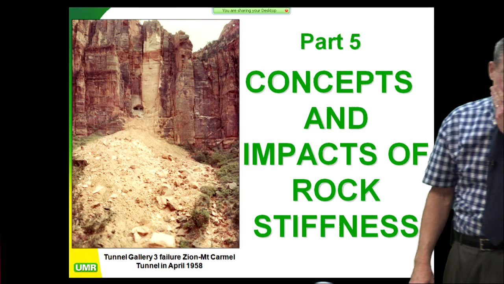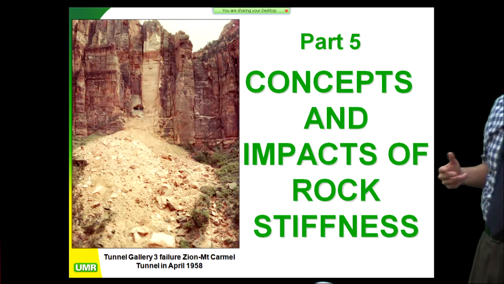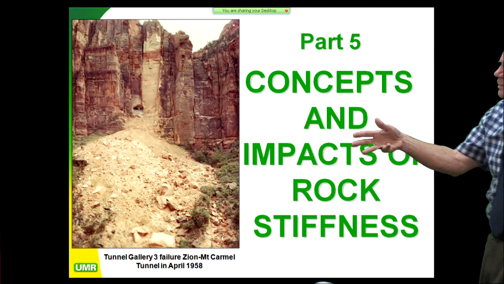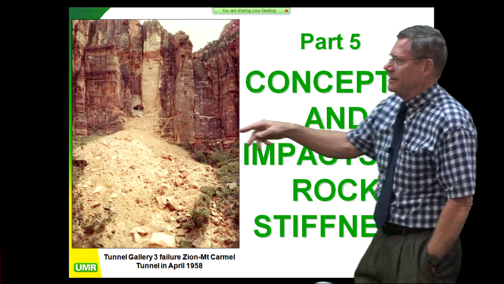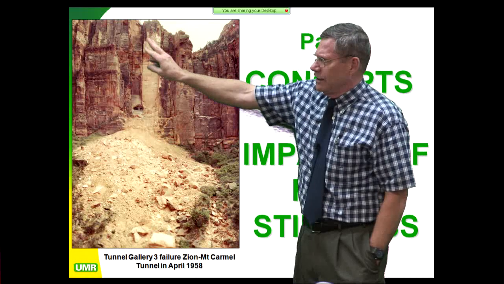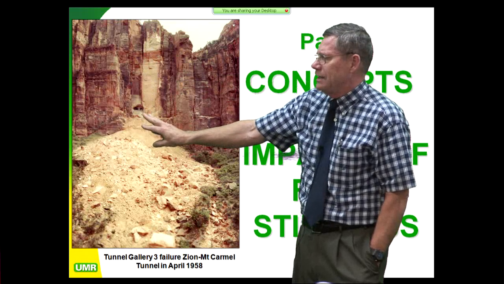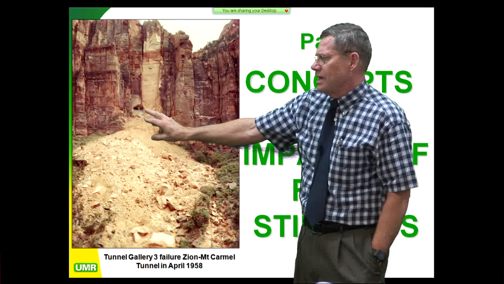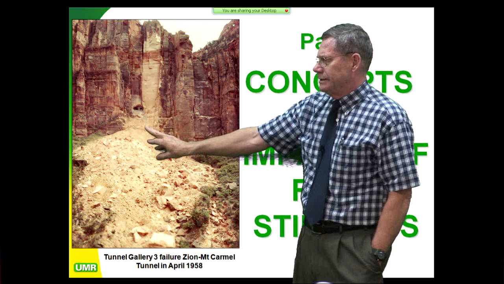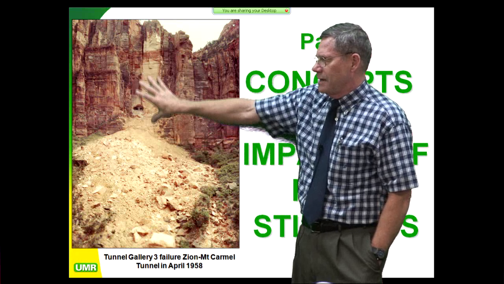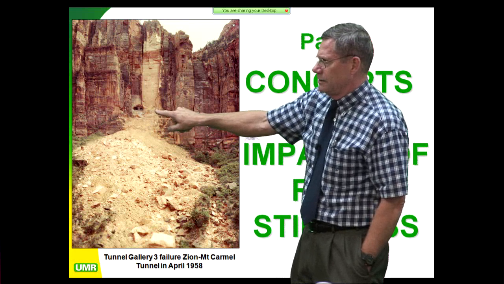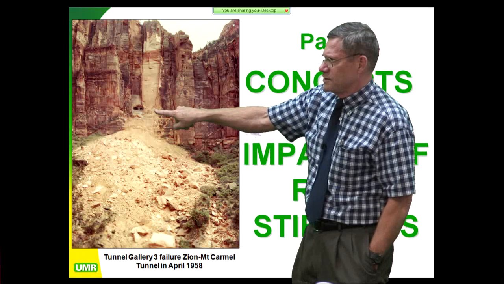All right, part five. What are some of the concepts and impacts of rock stiffness? Well, this is what I was working on. This is what the Park Service hired me to look at, the Gallery 3 failure. At Gallery 3, they lost an entire column here, about 80,000 tons of rock that came off, about a 500-foot high piece that came tearing off. And this was Gallery 3, and the tunnel lining was exposed right there.